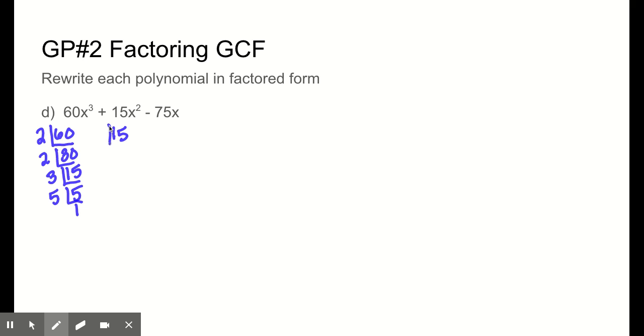All right, for 15, the smallest prime number is 2, but 15 is odd, so it is not divisible by 2. The next smallest prime number is 3. 15 divided by 3 is 5. 5 is not divisible by 3, but 5 is divisible by 5, and 5 divided by 5 is 1. So the prime factorization of 15 is simply 3 times 5.